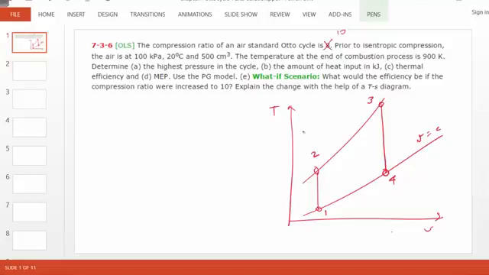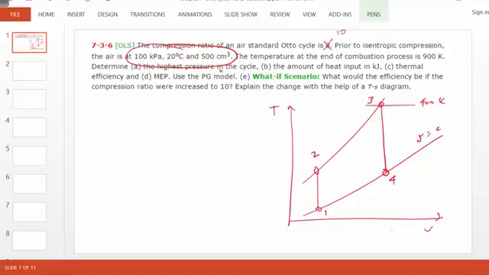So 1 to 2 is the isentropic compression, and we know the compression ratio is 10. This must be state 1. For state 1, a lot of information is supplied. The temperature at the end of combustion, so that must be the temperature here, is 900 Kelvin. That's it, and we have to find the highest pressure, the amount of heat input, etc.